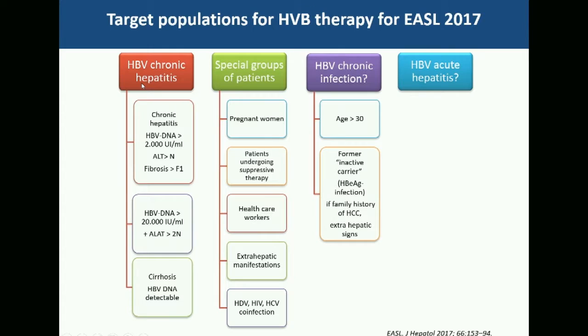So we don't treat every patient with chronic hepatitis. We treat them when they come to a certain stage. Then we have special groups of patients, pregnant women, healthcare workers, and so on. Then we can also very quickly give the treatment in some special groups, such as those aged above 30, particularly if they have HCC in their family history.